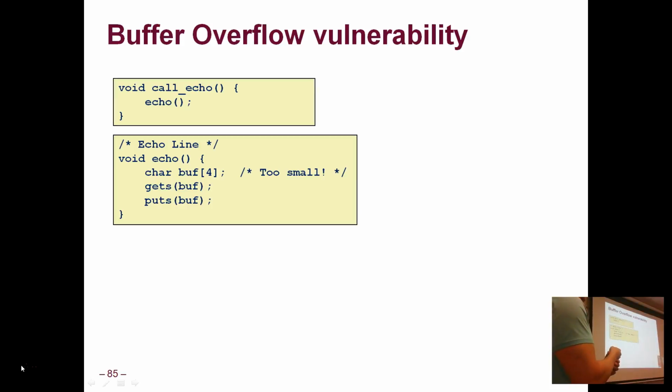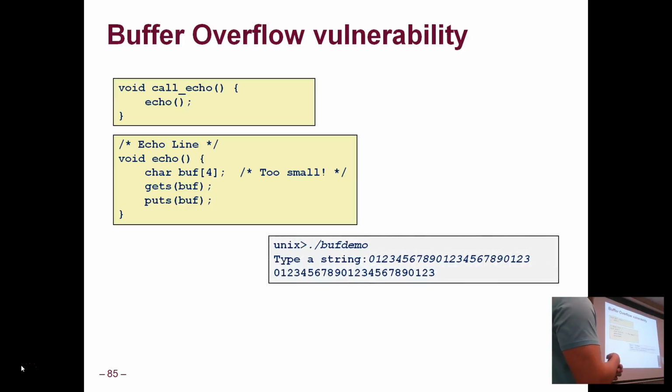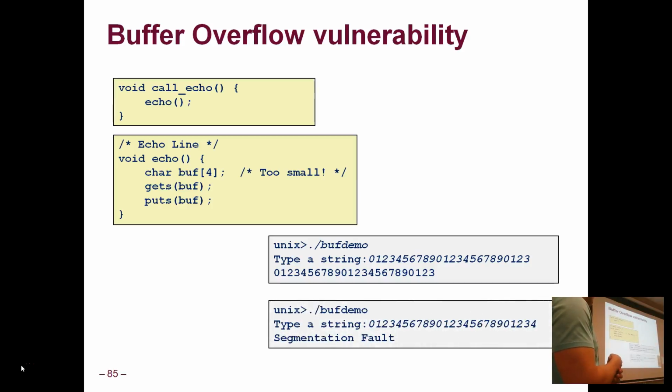I have call echo, and it's calling echo. And within echo, I have this vulnerable buffer. It's a 4-byte buffer that I do a gets on. And of course, this can get blown up. This can blow up echo. So if you do something like this, buff demo, and you type a string and it goes all the way out to this, you can get this to return. So this did not hit the return address. But if you add one more character, you get a seg fault.